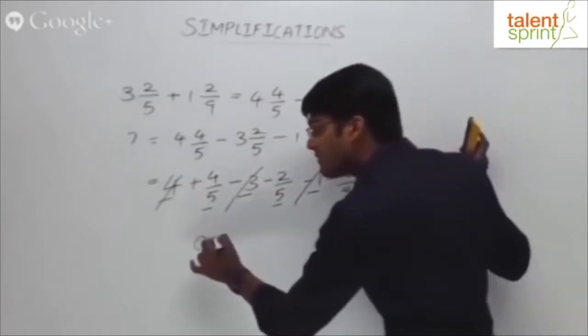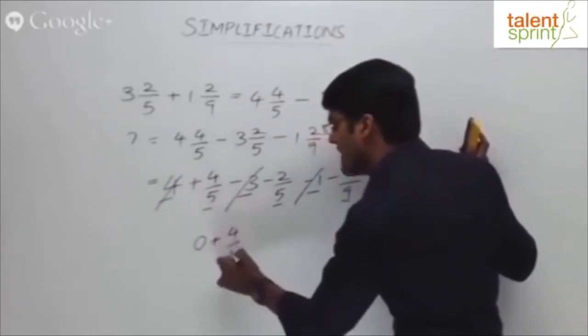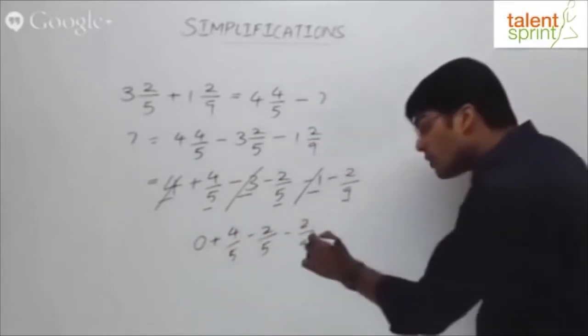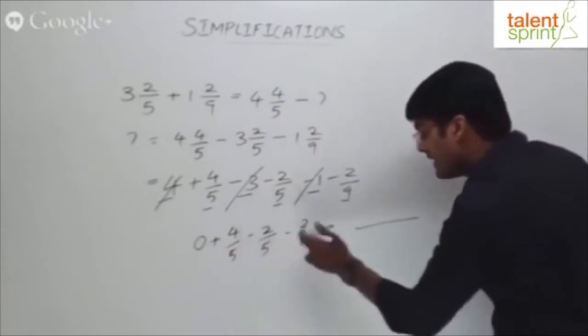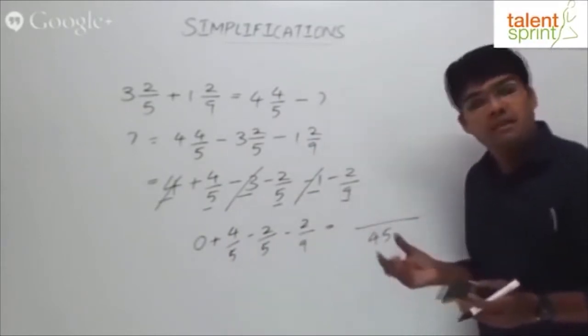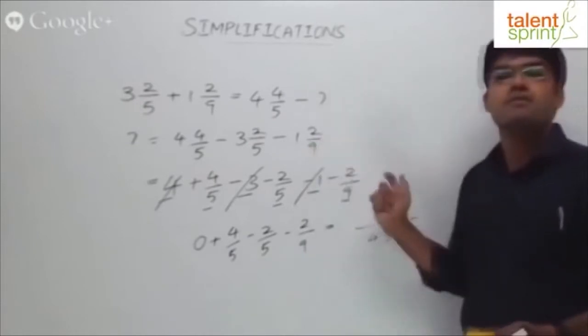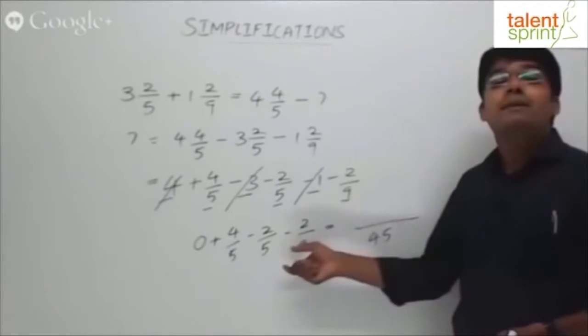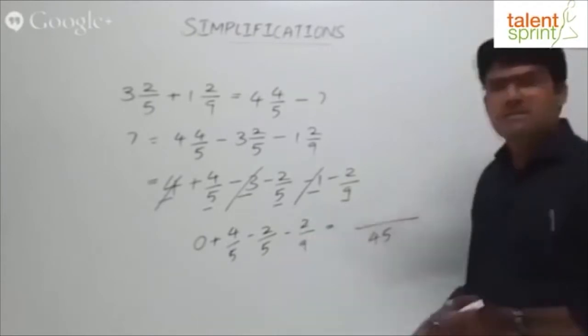Now look at the remaining parts. What are those? Fractions. 4 by 5 minus 2 by 5 minus 2 by 9. Now what do we do? Now take the LCM. 5 and 9, the LCM is 45. Now you might be wondering, how does it make it easy? Here also we have to take LCM. In the previous procedure also we have taken LCM. So how do you say that this method will give you the answer faster? Look at this. Now you will realize why this gives you the answer faster.